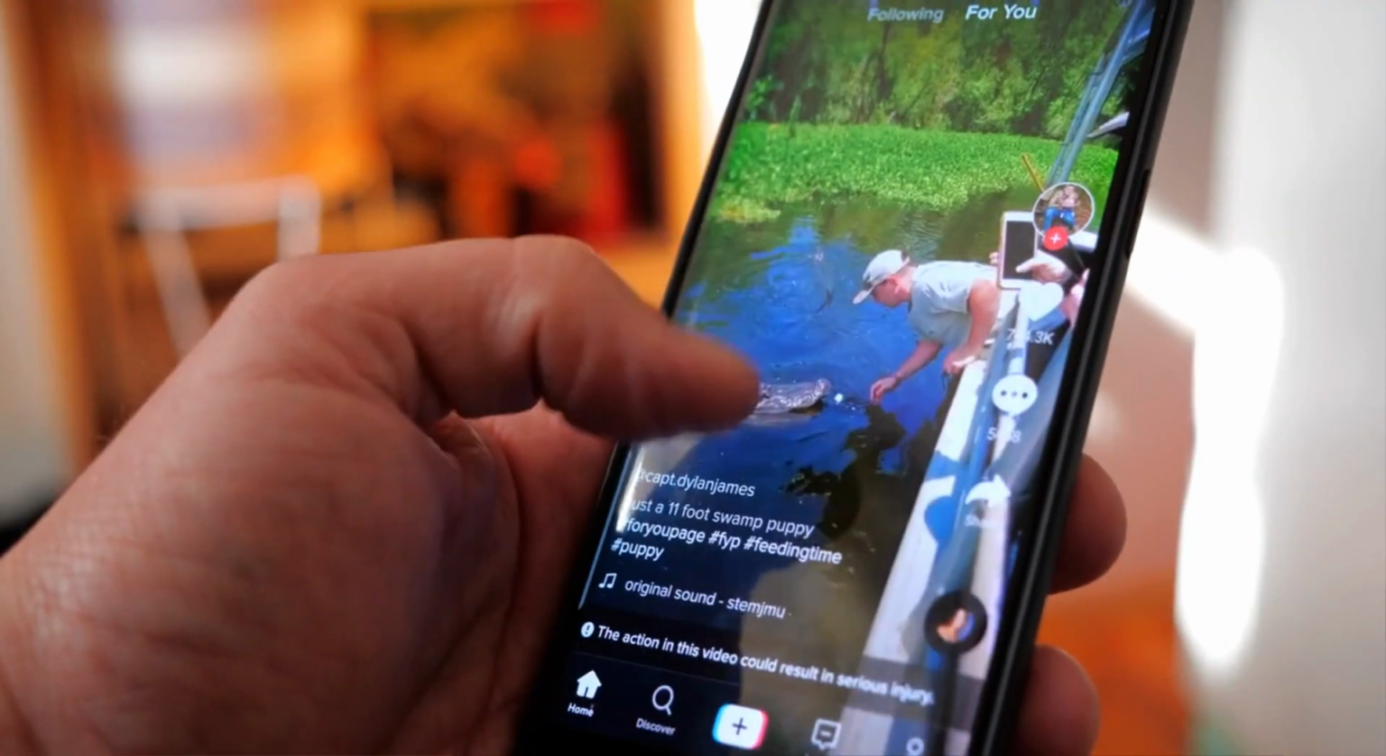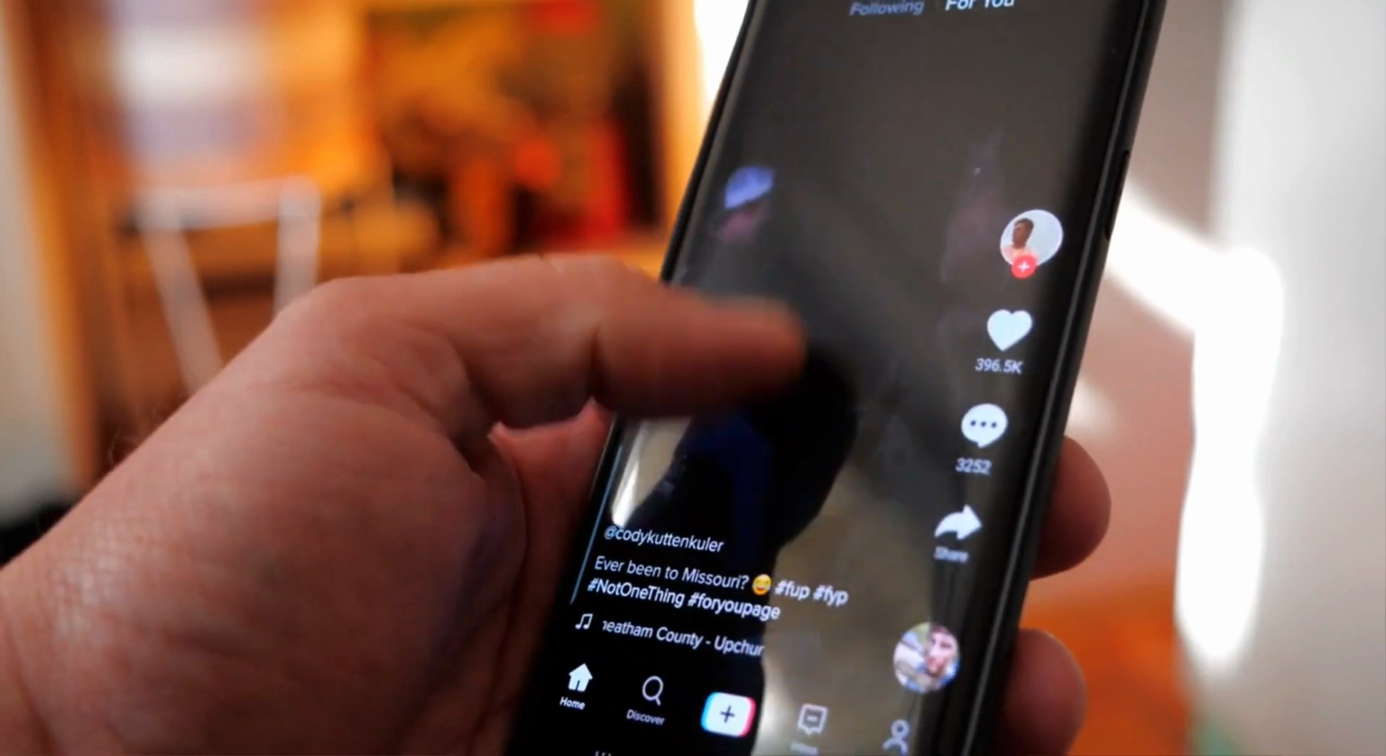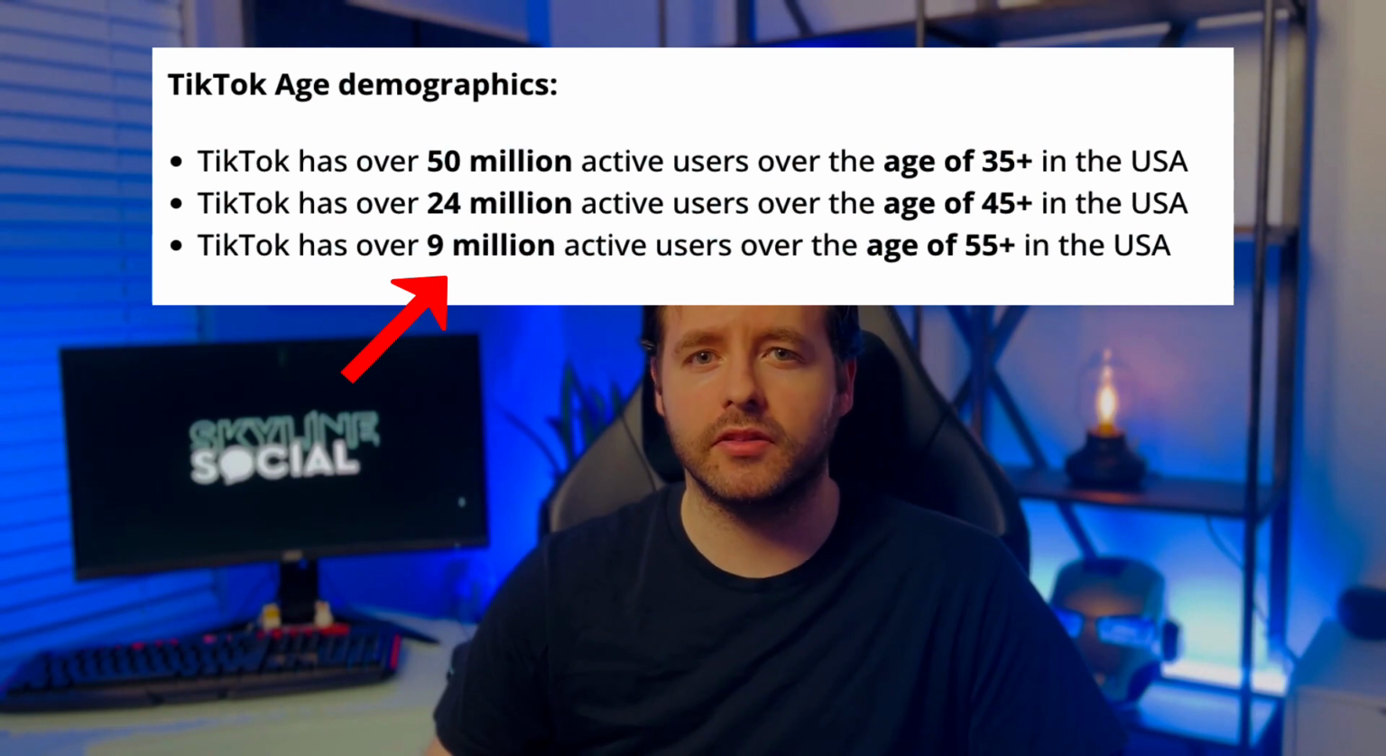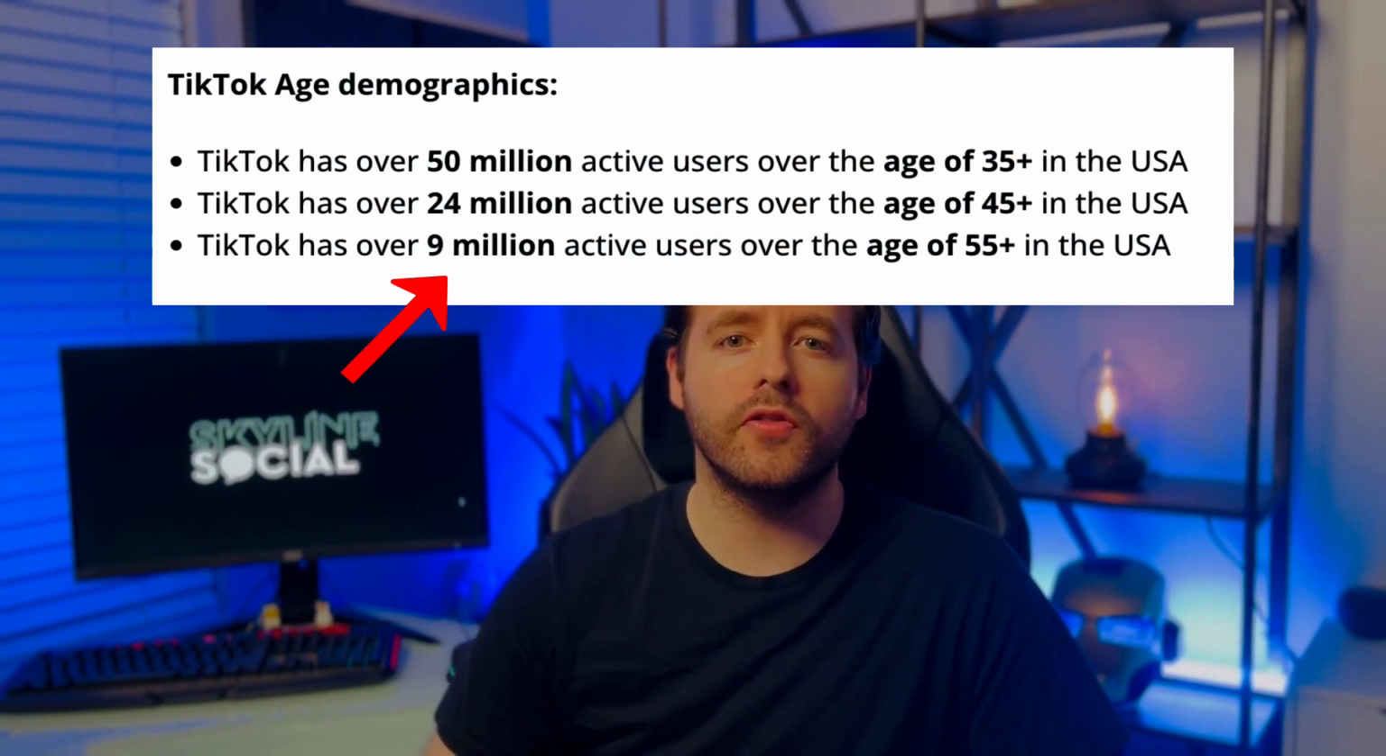Now, what if you're thinking TikTok ads really is just for young people? Well, the answer is no, not anymore. TikTok ads has a huge older demographic audience that is growing every single day. And as of recording this video, there are over 9 million active TikTok users in the USA who are over the age of 55.